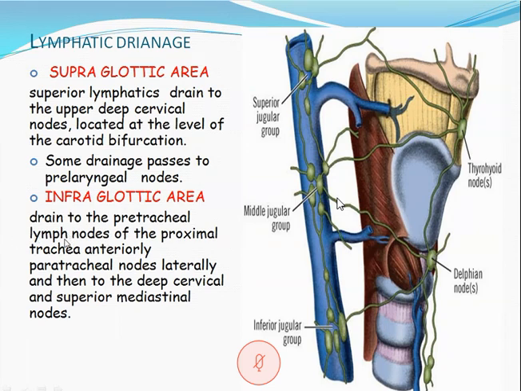Infraglottic area, they drain to the pretracheal lymph nodes of the proximal trachea anteriorly, paratracheal nodes laterally, and then to the deep cervical and superior mediastinal nodes. This is how the lymphatic drainage is taken.